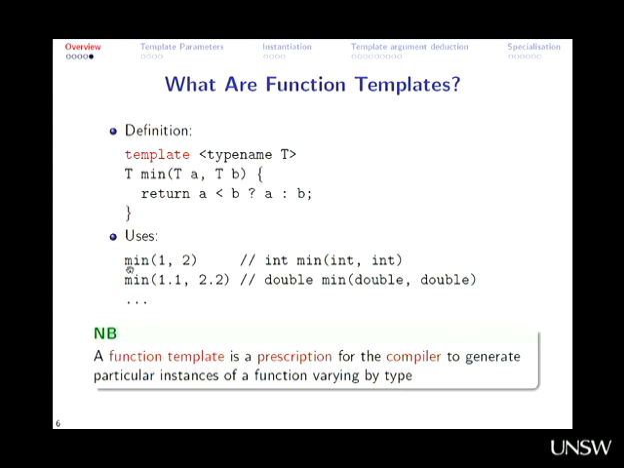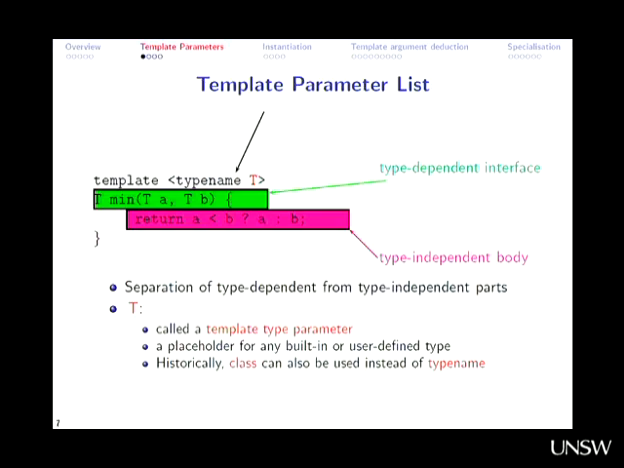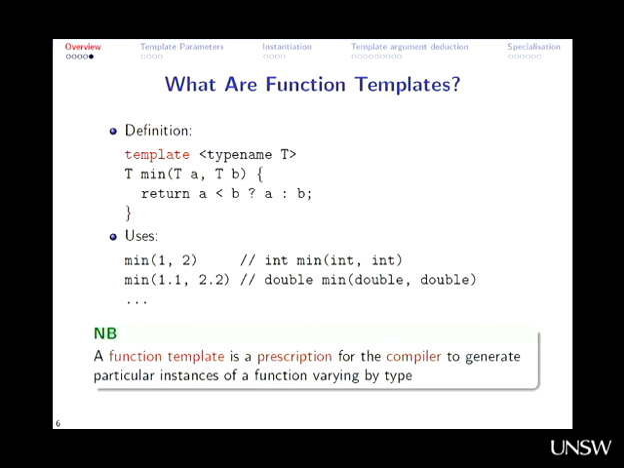In our code, we might write min(1, 2), min(1.1, 2.2). The compiler uses these calls, uses this example here, to go and use this template prescription or template recipe to automatically create two overloaded functions, one for the ints and one for the doubles. So overloaded functions are generated at compile time based on the arguments of the functions that are calling them. Are we clear at this point? Yep.